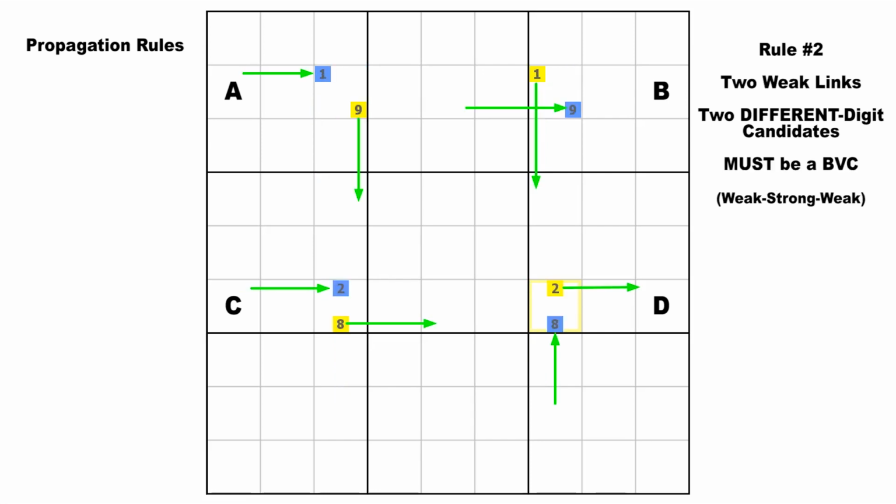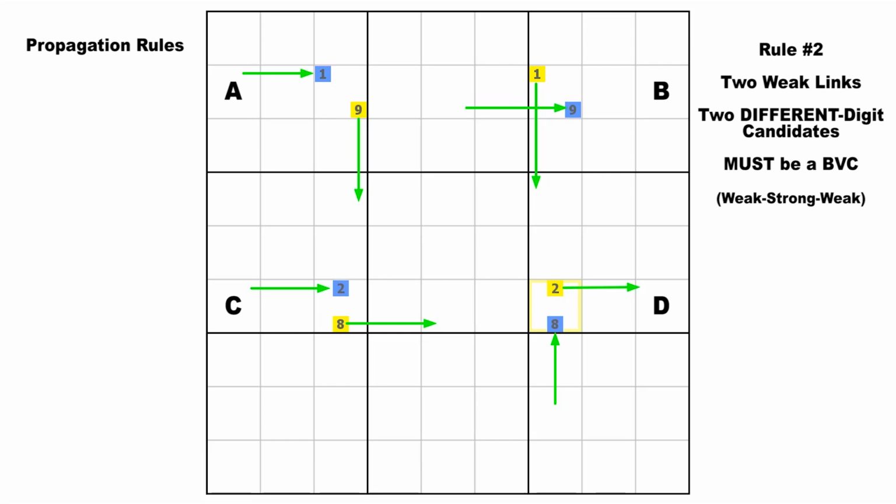And rule number 2 says that if a cell has 2 weak links, they must be connected to 2 different digit candidates, but this time the cell must be a bi-value cell. This is because you must be able to draw or visualize a strong link between those 2 candidates, and the only way you can make a strong link within a cell is in a bi-value cell.